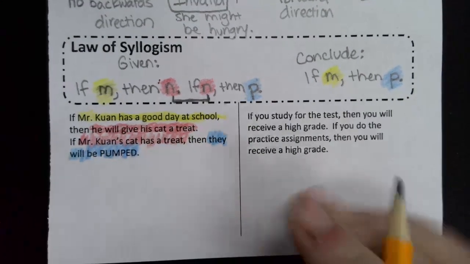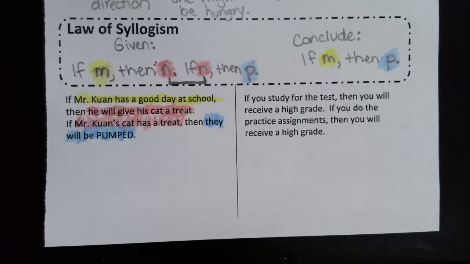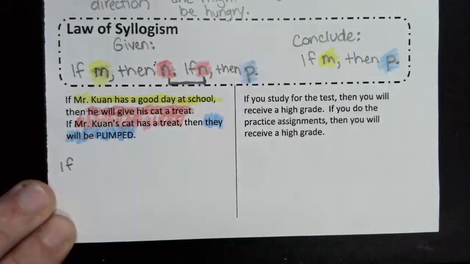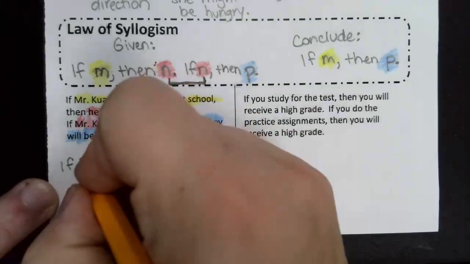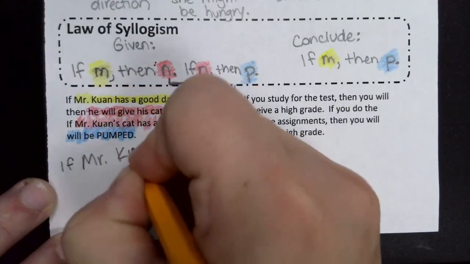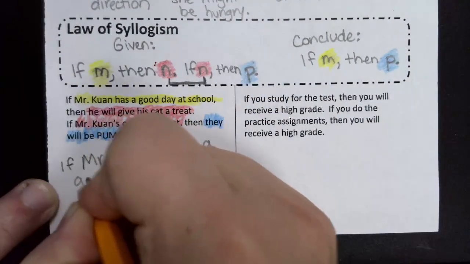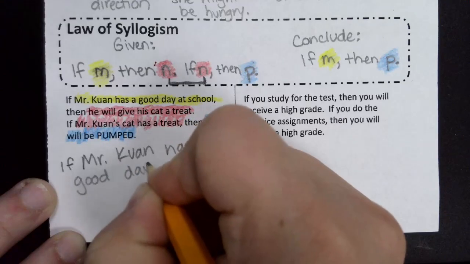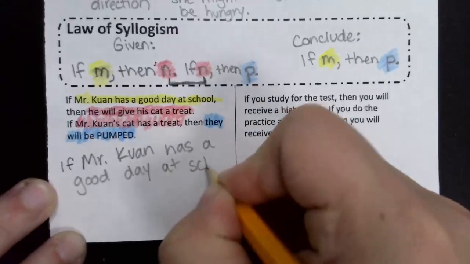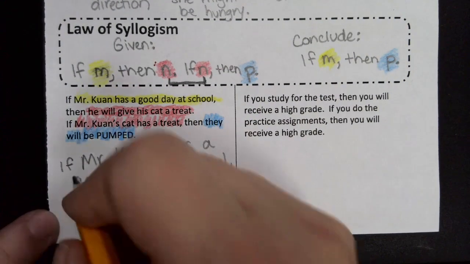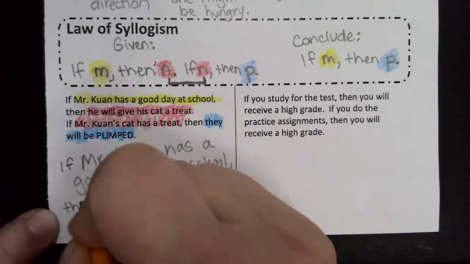How could I write a new sentence that makes this like, okay, oh my gosh, you're talking so much. Get to the point. If, what's the first part of the story? M, but what is our M here? Good. Mr. Kwan has a good day at school. Okay, now get to the point. Don't tell me the in-between. Just tell me the story. What's happening? Then what happens? Then his cat will be pumped.